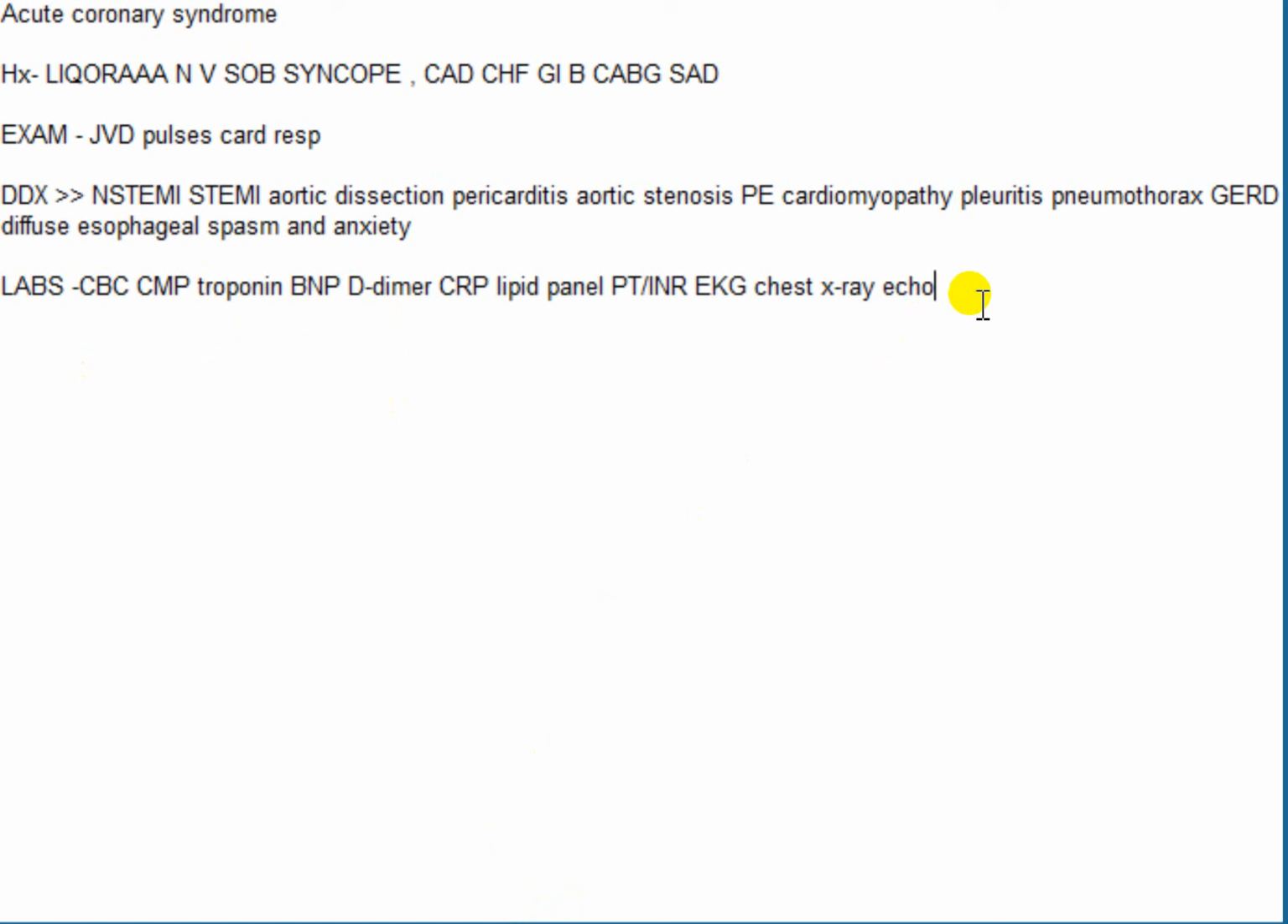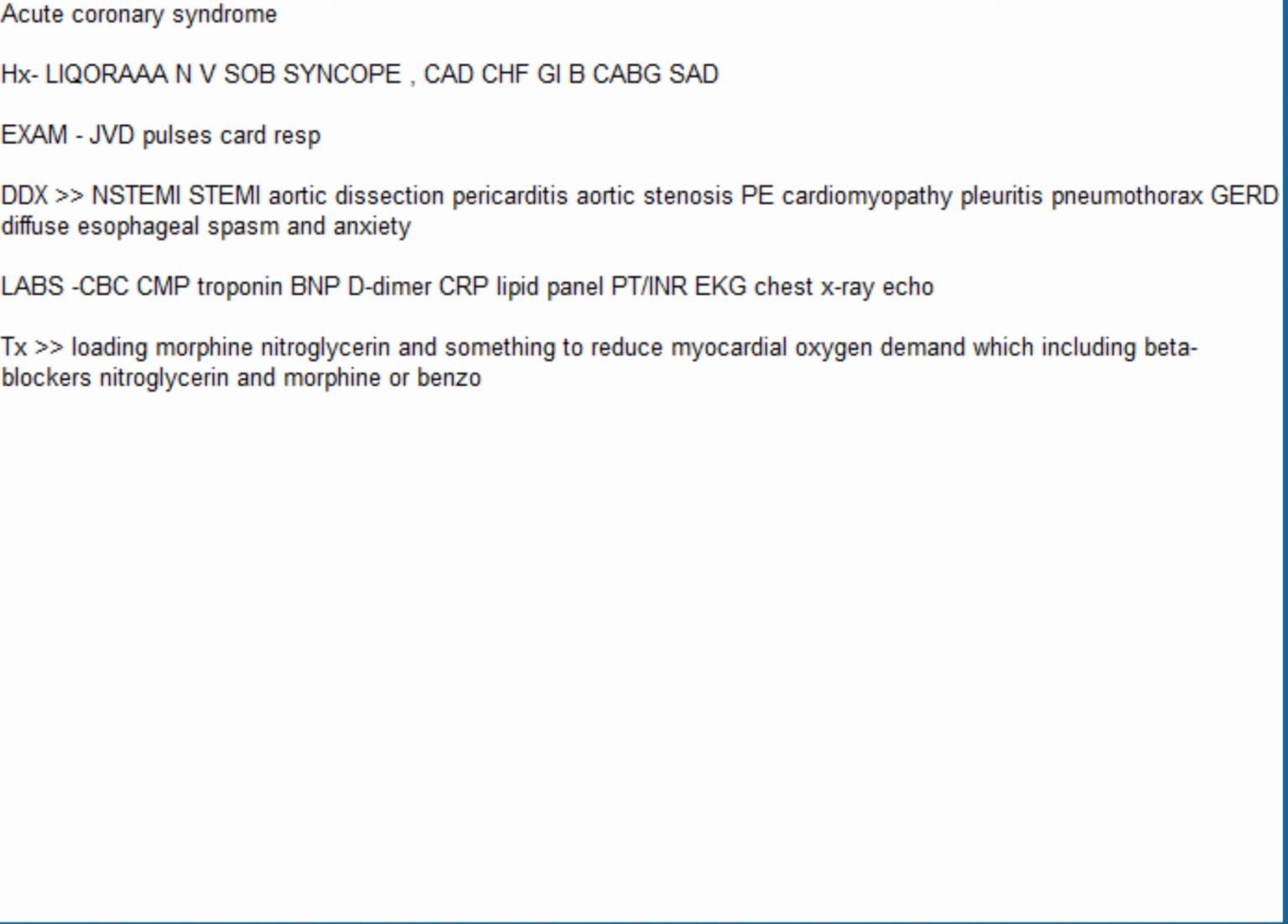Now the treatment options, I'll briefly talk about it. For treatment, usually you administer analgesia, including morphine, nitroglycerin, and something to reduce myocardial oxygen demand, which includes beta blockers, nitroglycerin, morphine, or benzo. And you want to improve the coronary blood flow with cath lab, CABG, or thrombolytics. And you want to prevent intracoronary thrombus using aspirin, Plavix, enoxaparin, or atorvastatin.